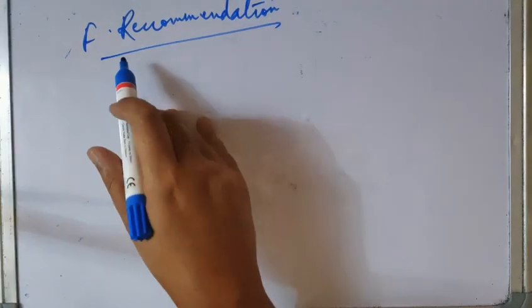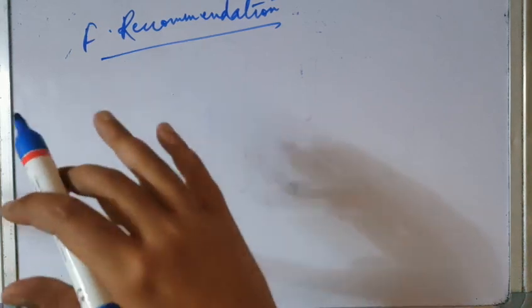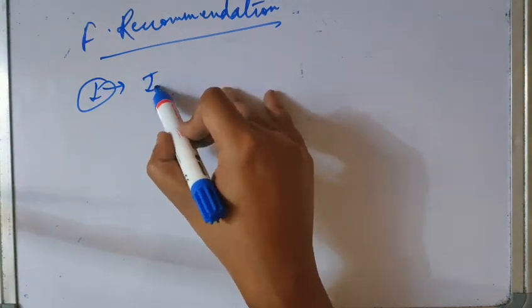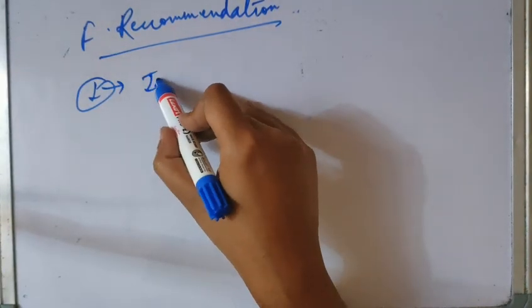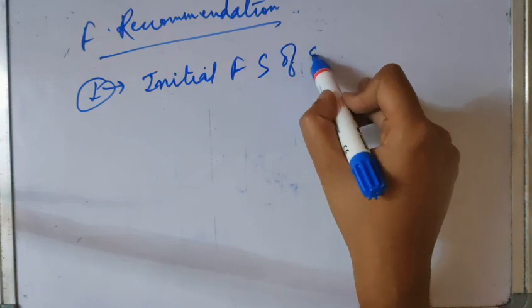What is fertilizer recommendation? For recommending fertilizer dose, the following points should be considered. What are the points? Number 1. How do we recommend fertilizer? So this point you need to remember. Initial fertility status of soil.